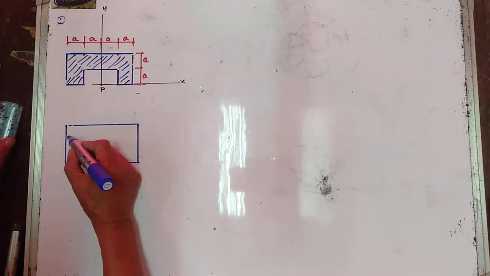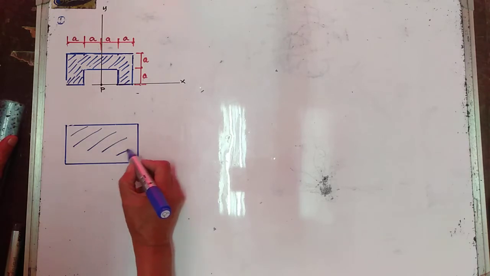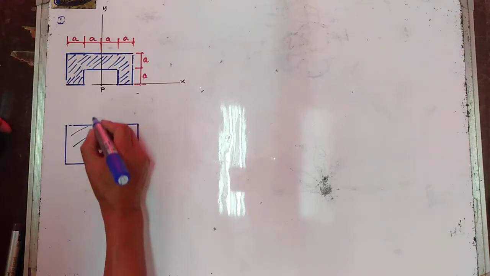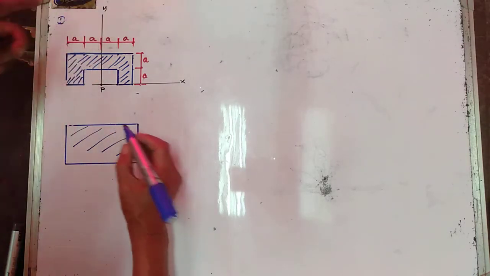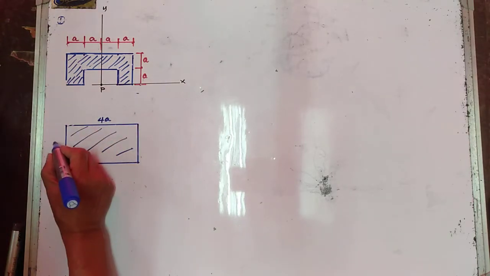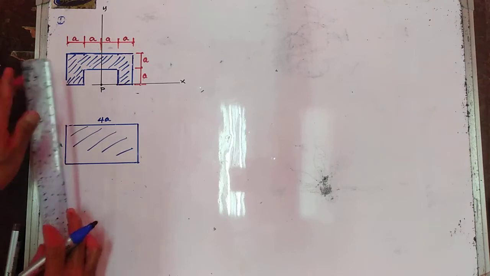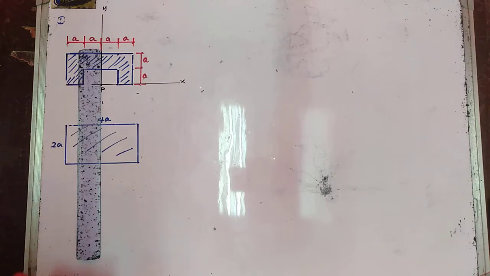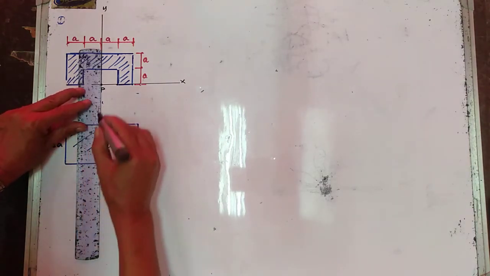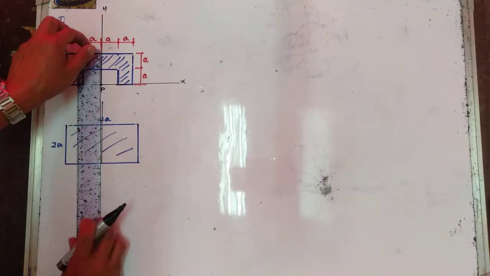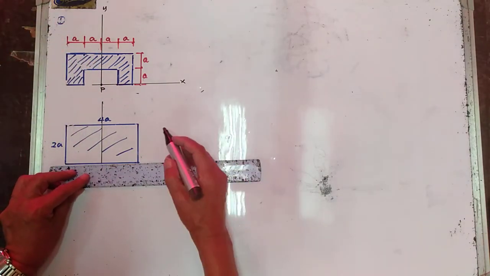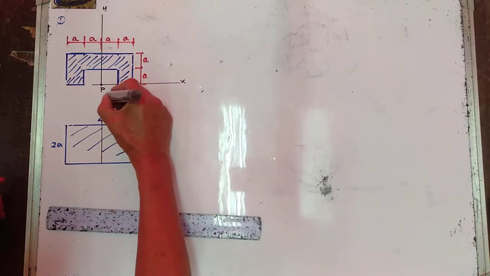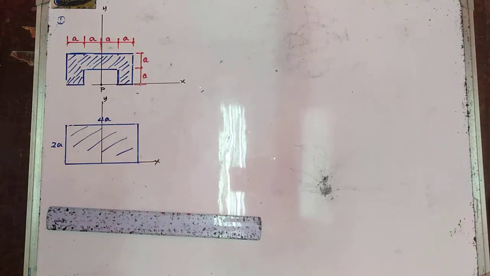Now, such that this is now the area. So we have for A, this distance in here is A, and this distance in here is 2A. So this is your y-axis, and this is the x-axis.